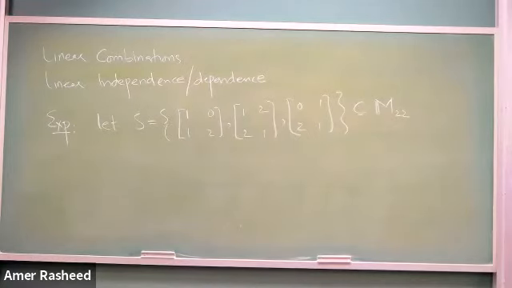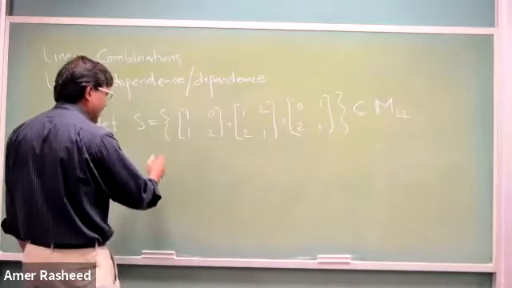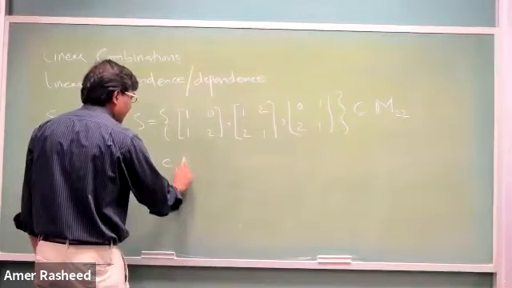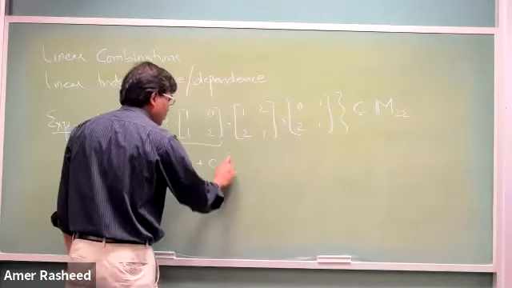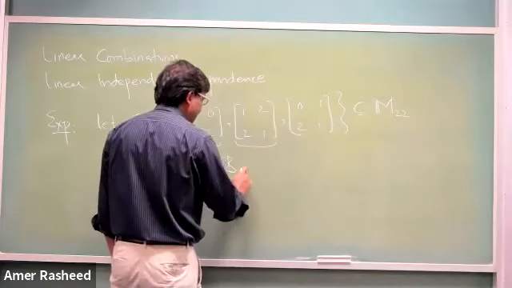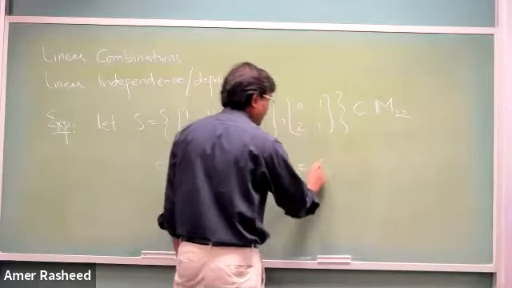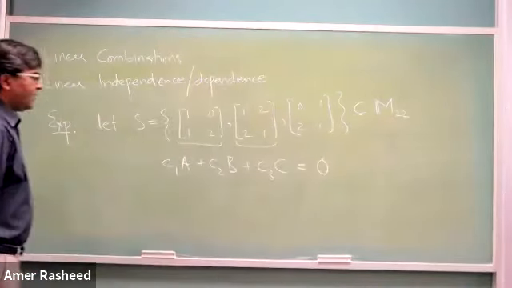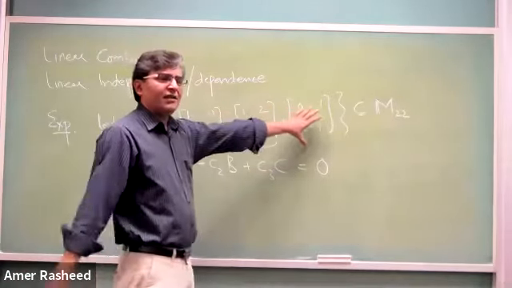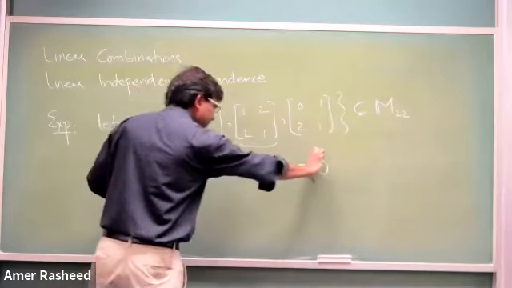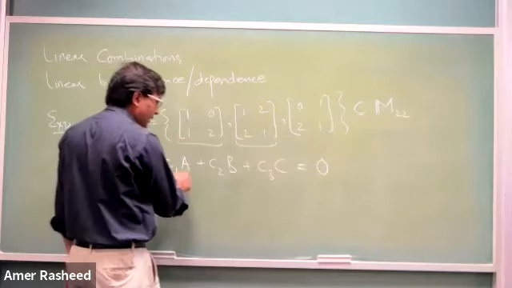Now we have to check whether this set is linearly independent or not. What we do, we write the same kind of expression, c1 A, for example, this matrix is A, plus c2 B, this matrix is B, plus c3 C, this matrix is C, and we put it equal to the null matrix. Now, the nature of the elements has changed, so the expression would remain the same, but the elements which are in this set will appear here.